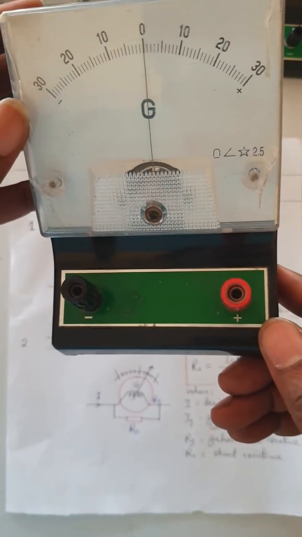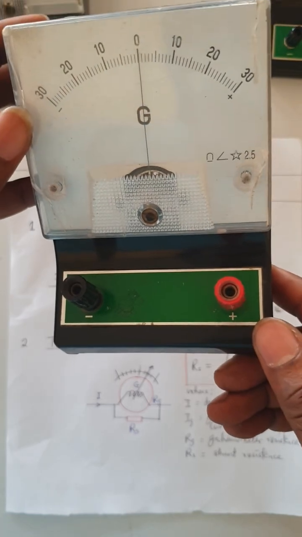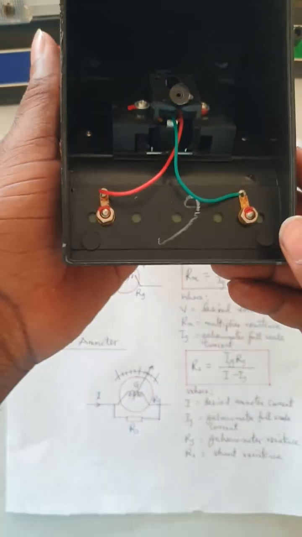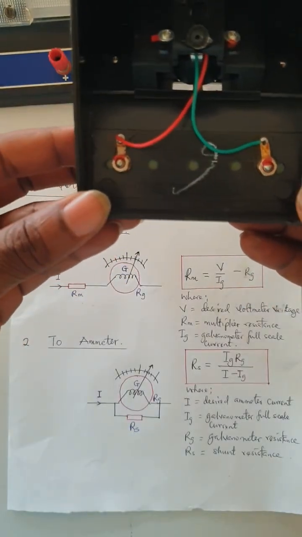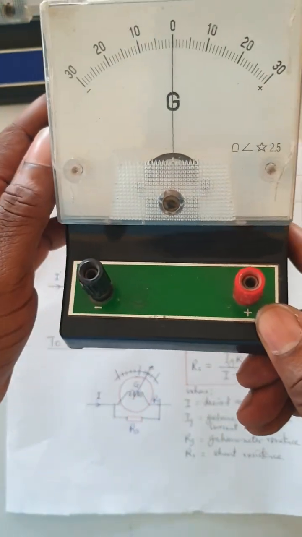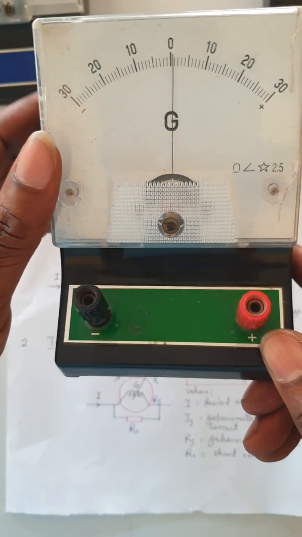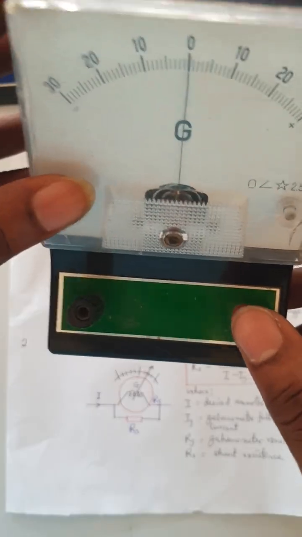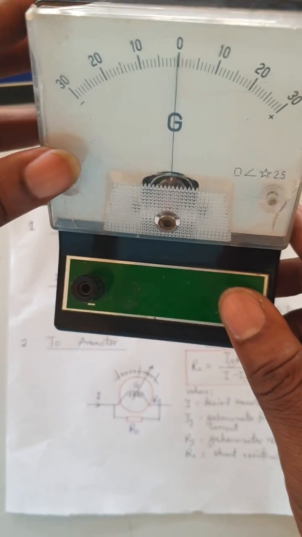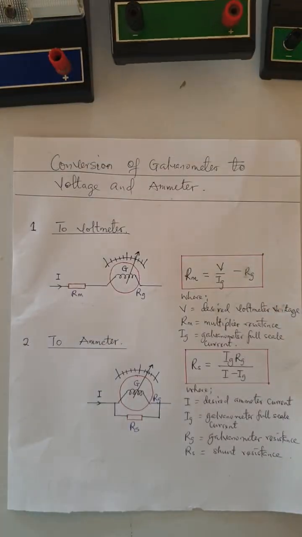Now, a galvanometer is a basic electrical measuring meter for detecting presence of small electric current. Just a deflection of the galvanometer shows that there is current in the circuit. Now, for us to convert the galvanometer to a voltmeter, this is what we have to do.